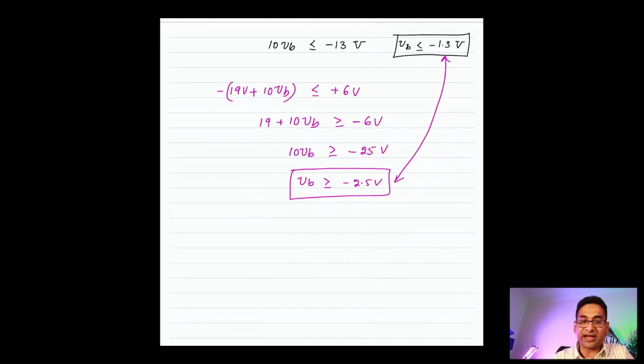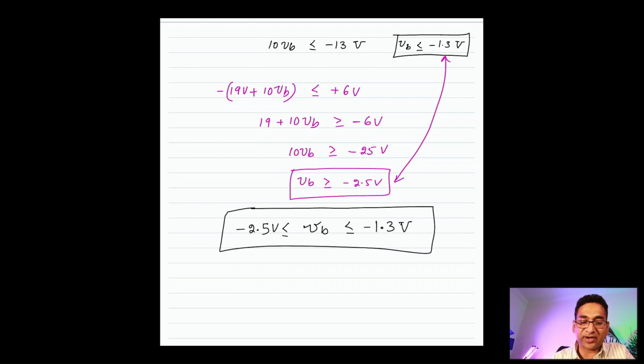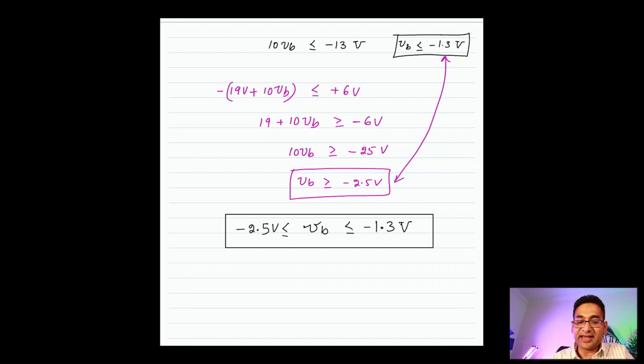Now I can write the range for VB. Everybody with me? VB should be greater than or equal to negative 2.5 volts, and it should be less than or equal to negative 1.3 volts. If this inequality is satisfied, we can assure that the op-amp is going to be operating in the linear region.